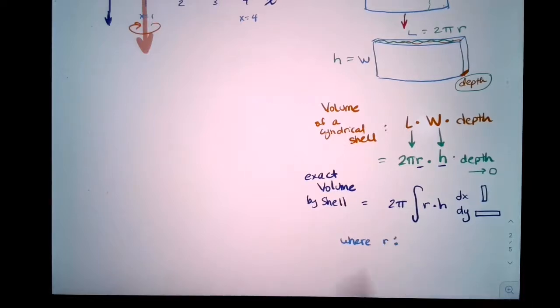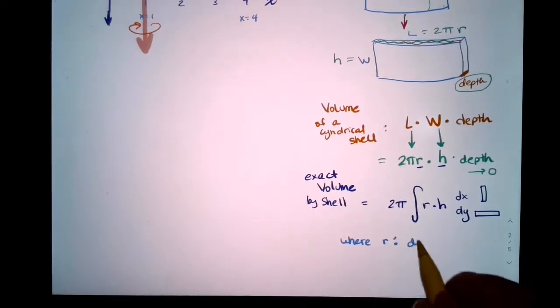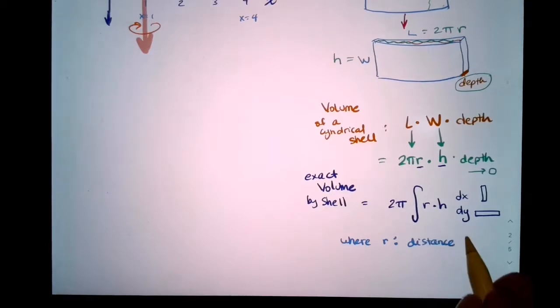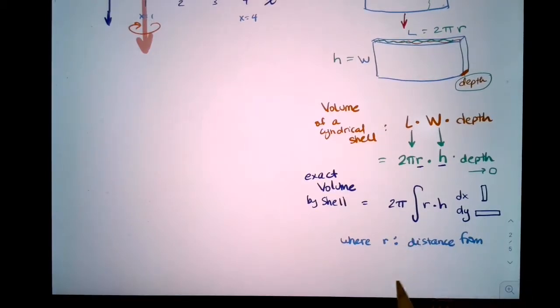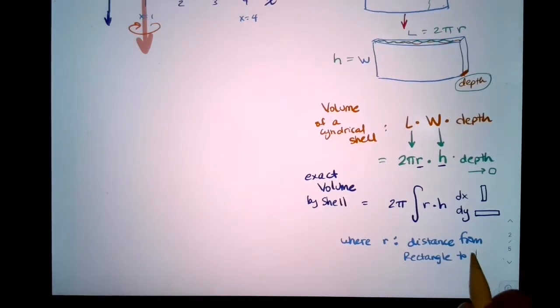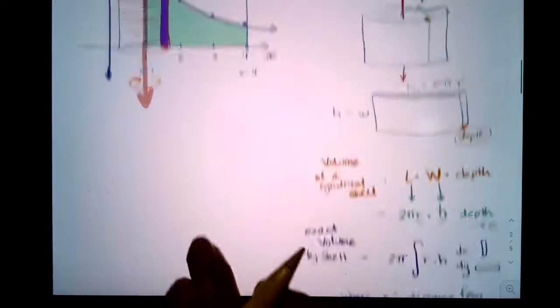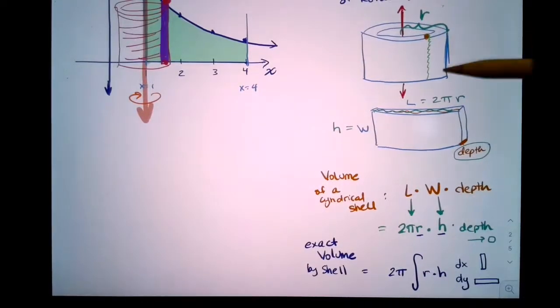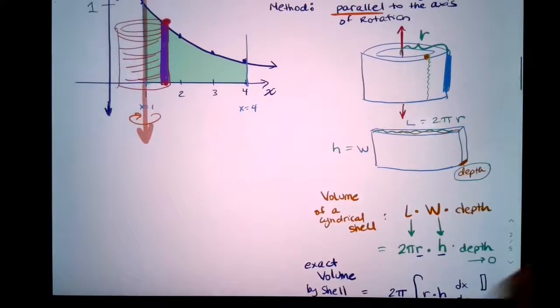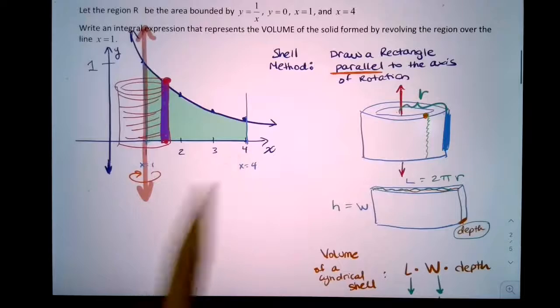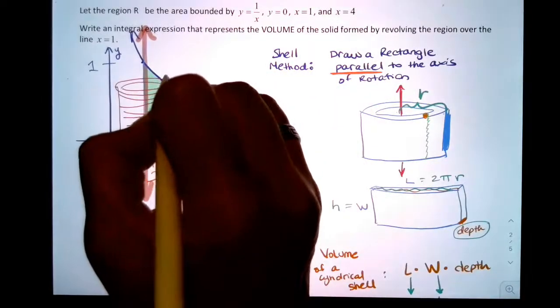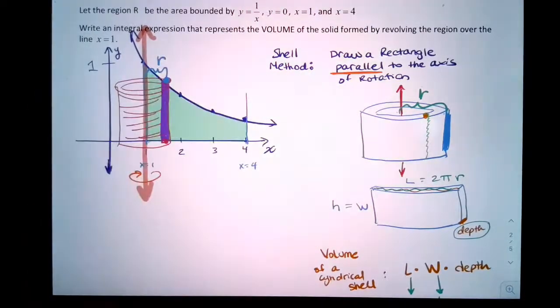Where r is actually the distance from the rectangle to the axis of rotation. So let's take a look on our picture here. That's what r is. Here's your rectangle, and it's the distance of that rectangle to the axis of rotation. On our image here, it would be the distance from this point to that axis of rotation.